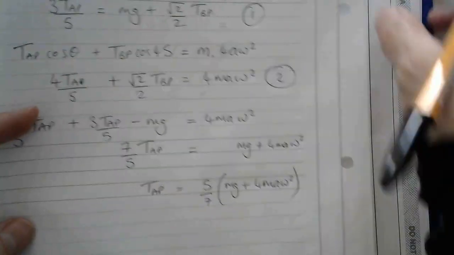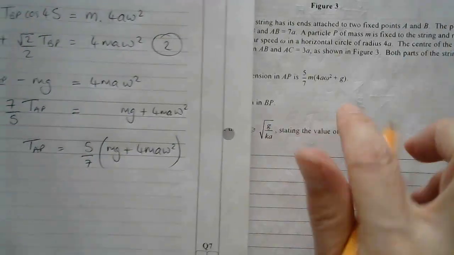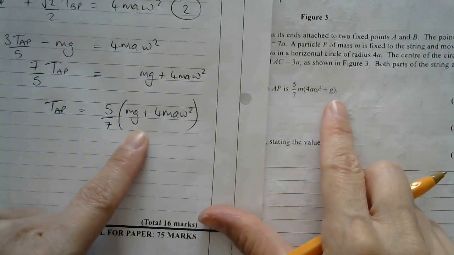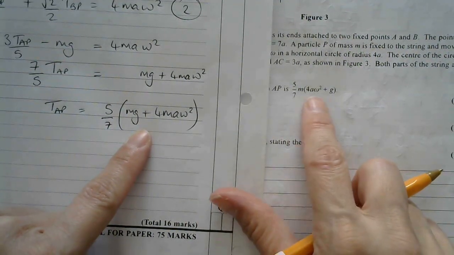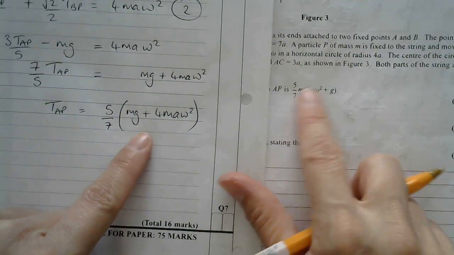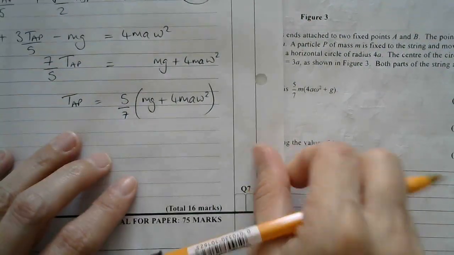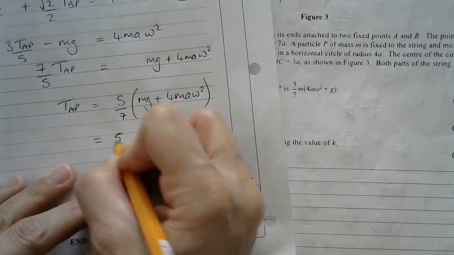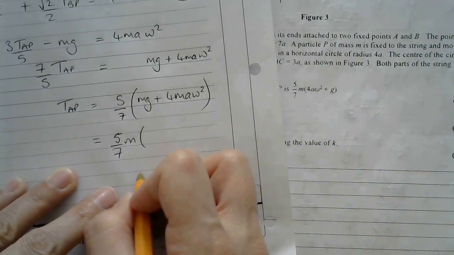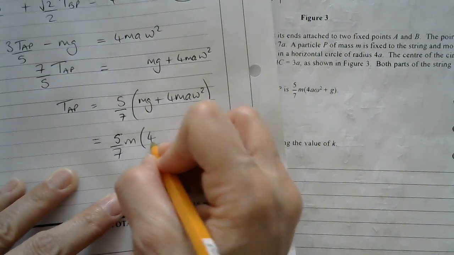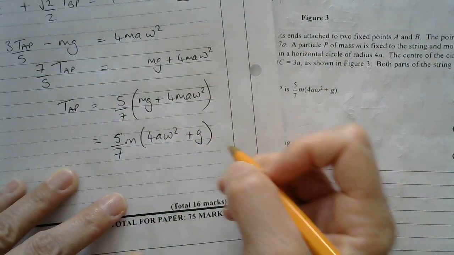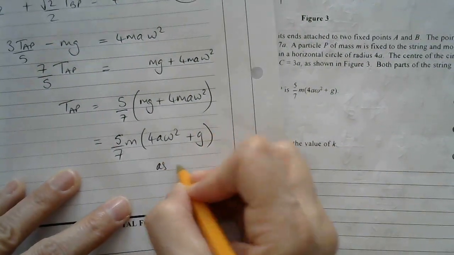And then I'll just check with the question, see how that compares. 5/7, and yes, I have the same thing. So they took a common factor of m out, but I do in fact get exactly the same thing. So I'll just rewrite it exactly as they did: 5/7 m, and then they wrote this bit first, so (4a omega squared plus g), as required.